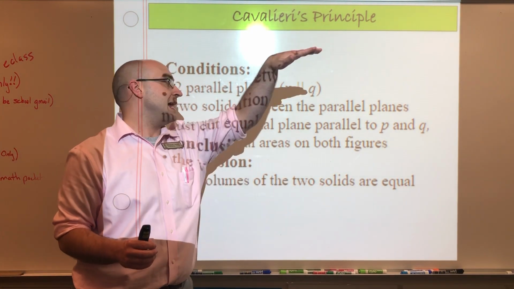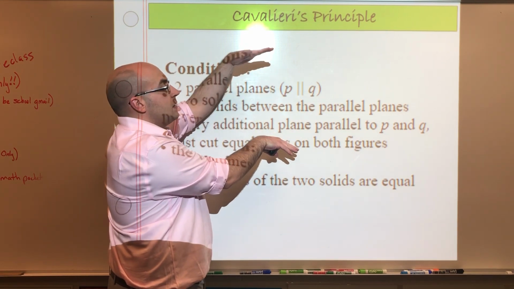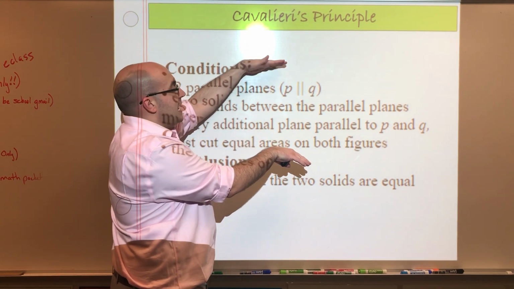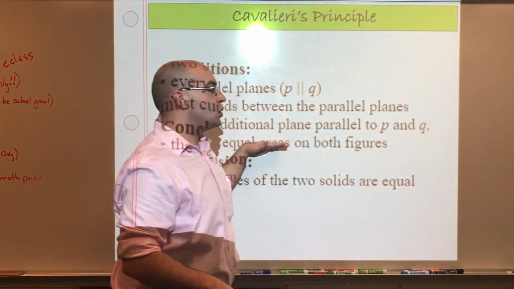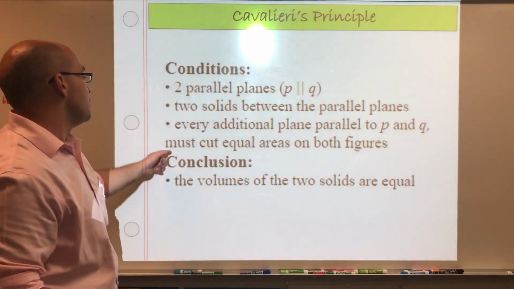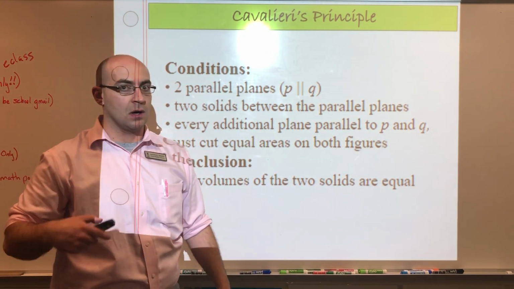So for example, I can't take P up here in parallel and Q down here and mix and match. I can't have a P and a Q. They've got to be P, then P, Q, then Q, okay? The conclusion to these three conditions is that the volumes of the two solids are equal.